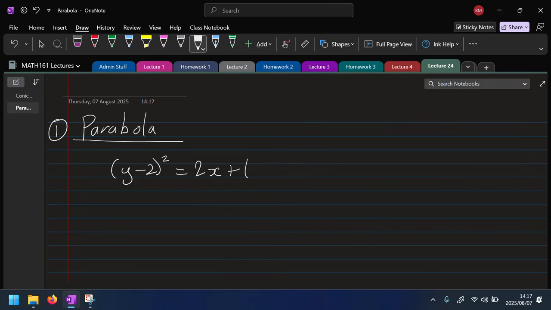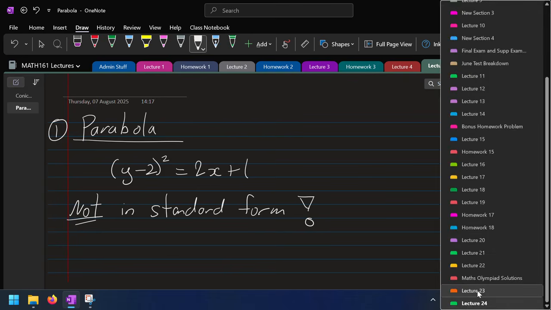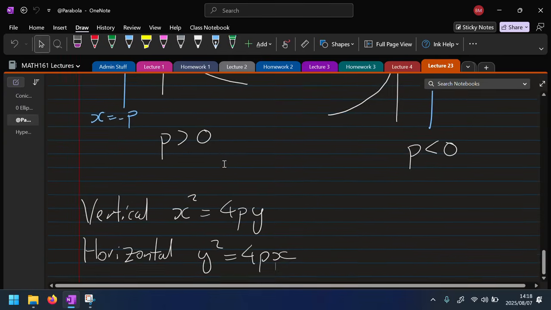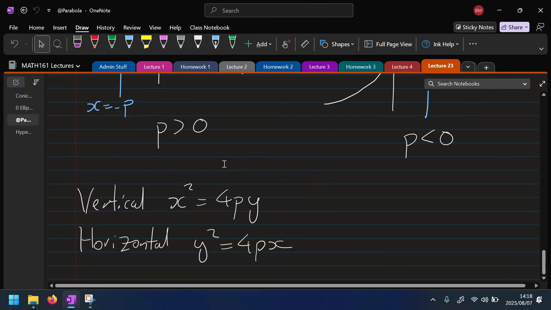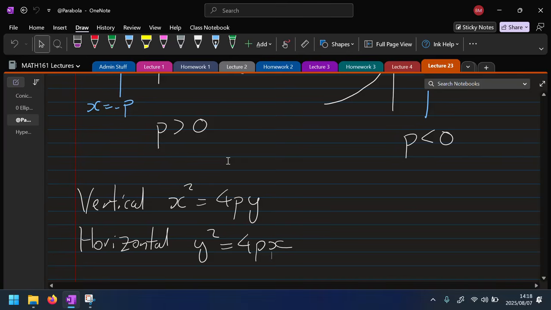Okay, so firstly, note that this is not in standard form. We've got that 2x plus 1. That is not the standard 4 times p that we need. So big note here, not in standard form. We want something more like from the last lecture. We want something like that, one of those two. That's standard form. That plus 1 on the end there, we want to get rid of that.